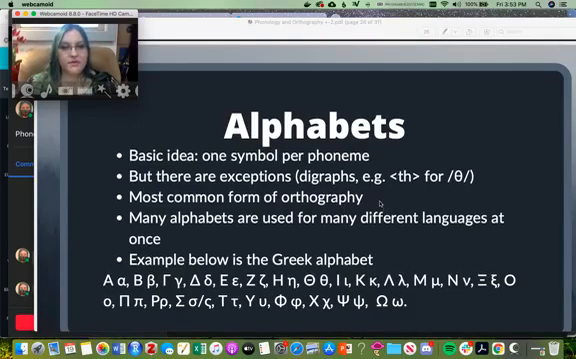This is a really common form of orthography that is used in many different languages all over the world. A lot of alphabets have been used for a lot of languages at once. So like you have the Latin alphabet, which is used to write English and French and many different languages across the world. One example here is the Greek alphabet. As you can see, some alphabets have a difference between uppercase and lowercase, like in Greek and Cyrillic and Latin, etc. You have a difference between majuscule and minuscule, or uppercase, lowercase, but that's not the case for all alphabets.